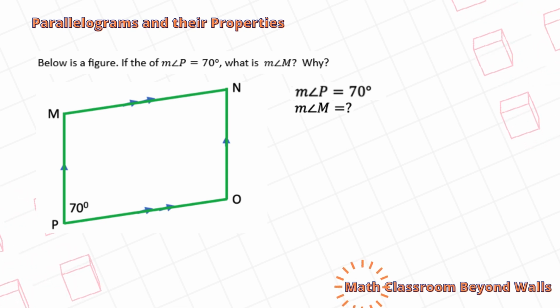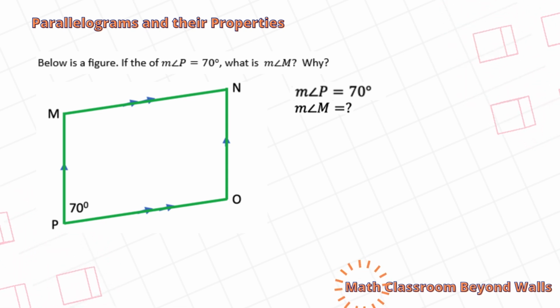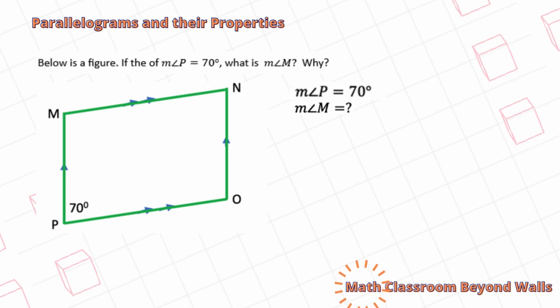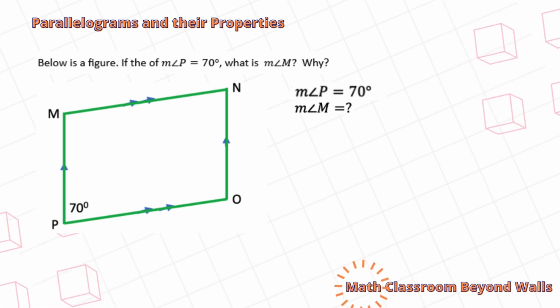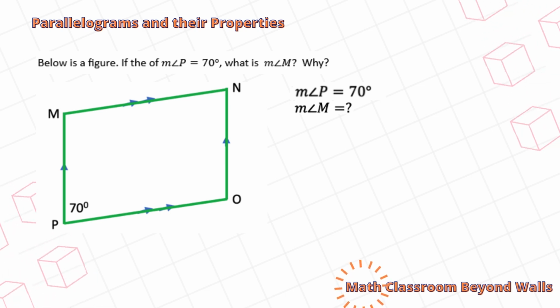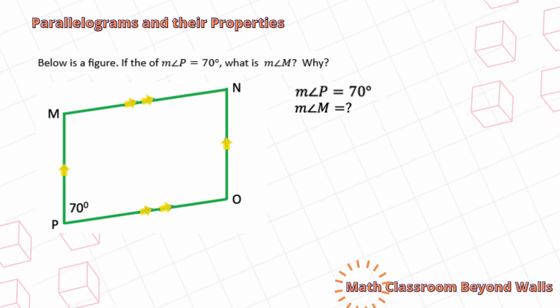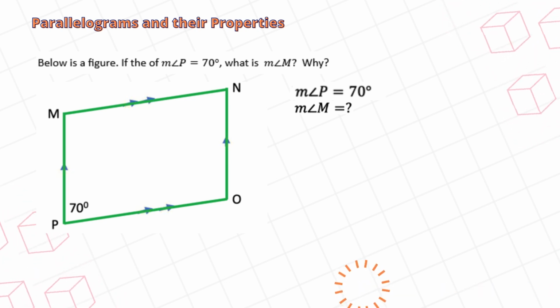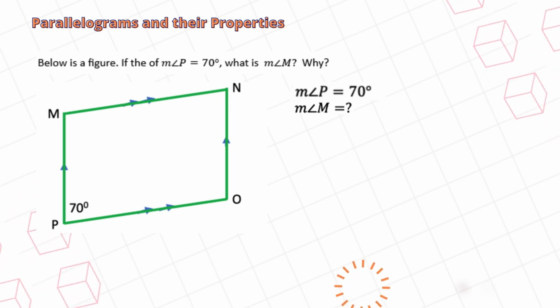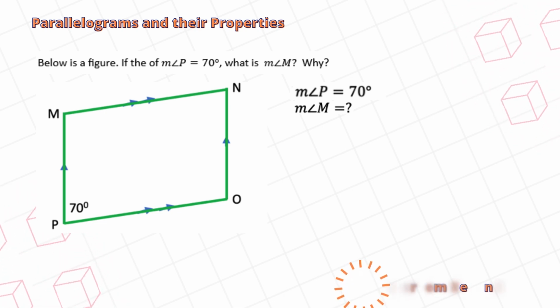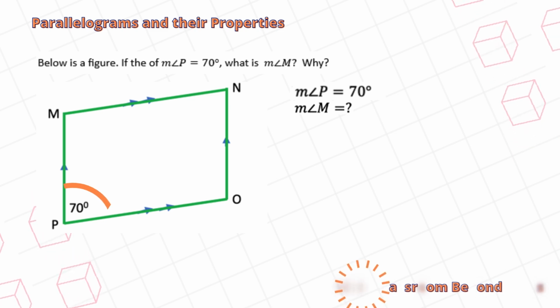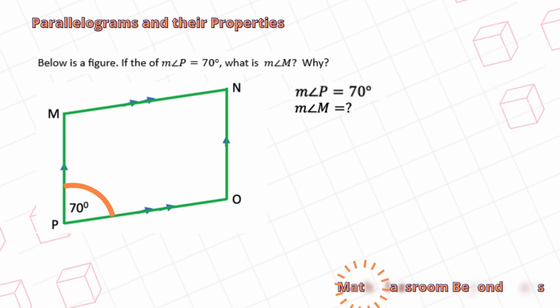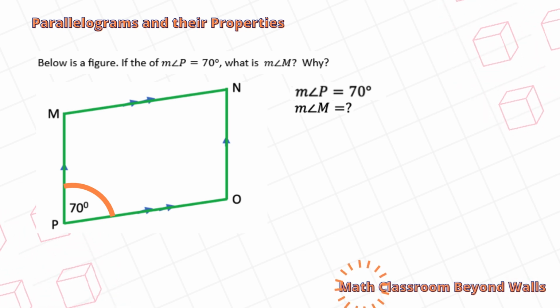Okay, so after reading the problem, let us go and examine the figure. What type of figure do we have here? Right, a parallelogram. The arrows on the drawing inform us this. Let us now locate in the figure angle P. Okay, so here is angle P with a measure of 70 degrees. This time let us locate angle M, the angle whose measure we want to find. Okay, so here it is.